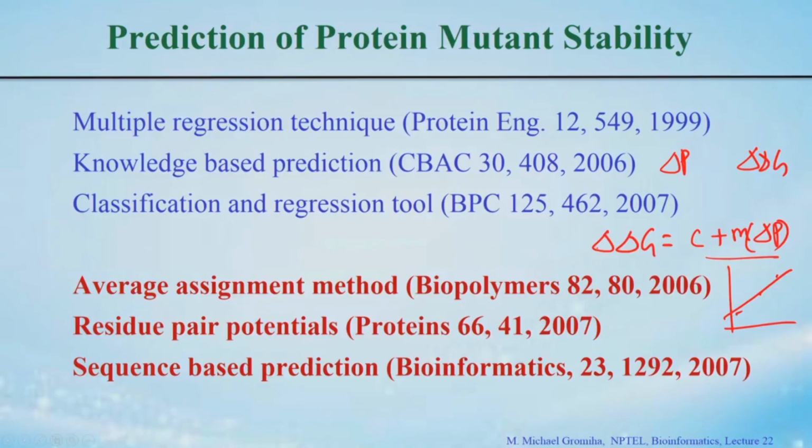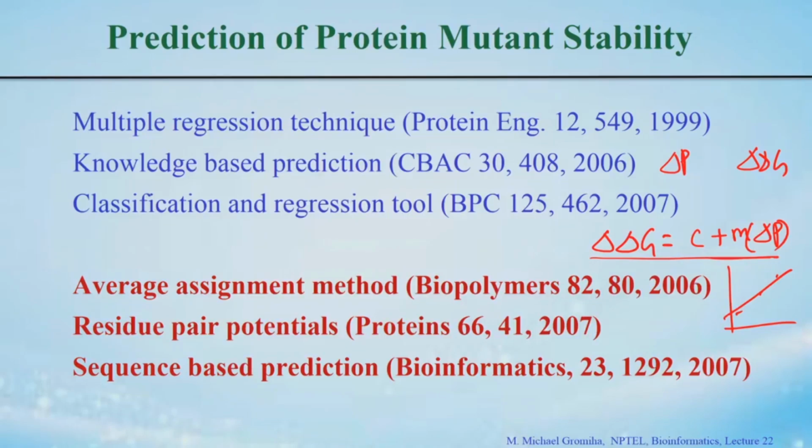So, if you have some set of values and you frame the equation, and then if you have a new mutation, you know the C and m, and you substitute the value of delta P, you can calculate delta delta G. You can predict stability if you have a good correlation.